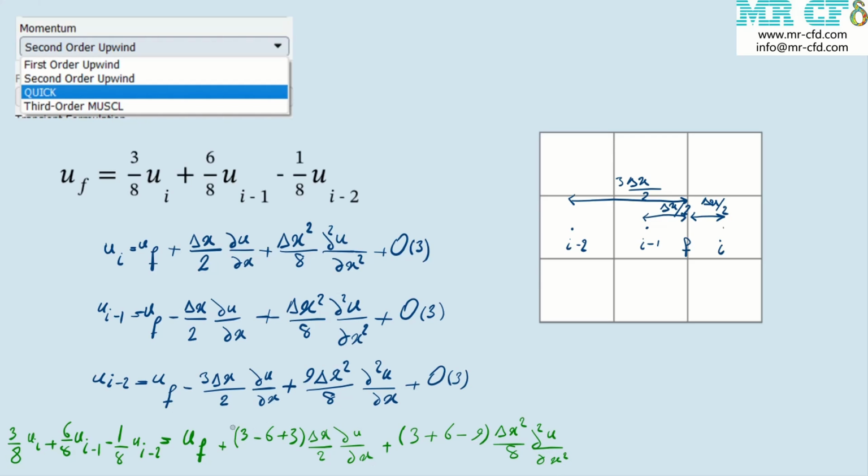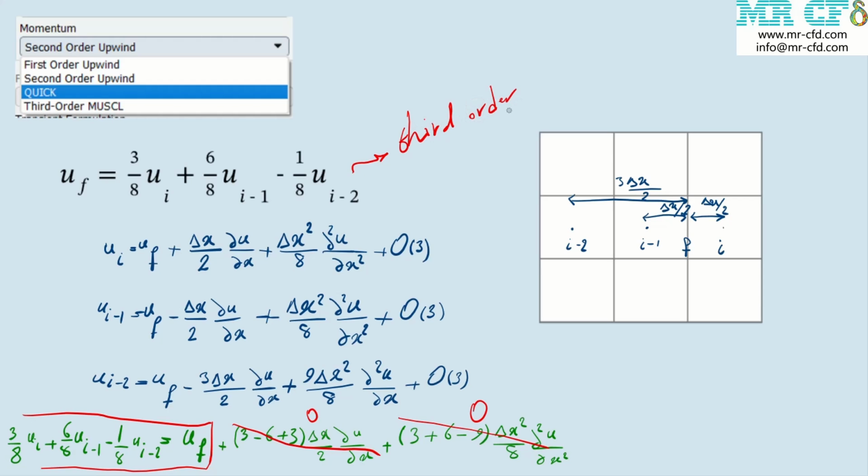The contributions of the Taylor series involving the first derivative cancel each other due to the specific coefficients in the QUIC scheme. Similarly, the second derivatives also cancel, resulting in UF. This cancellation of terms in the QUIC scheme results in a more accurate approximation of UF because it effectively accounts for potential curvature in the velocity profile across multiple cells, thus providing a third-order accurate solution. The scheme is more precise than lower-order upwind or central differencing methods.